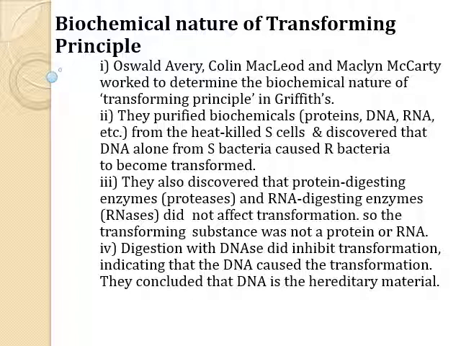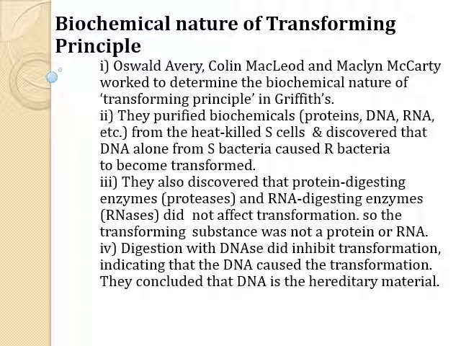Third step, mice injected with heat-killed S strain, then the mice stay alive. Fourth step, heat-killed S strain and R strain injected into mice, the mice die. Here the S strain transferred material to the R strain. Because of this, the R strain became virulent. In this experiment, the scientist did not explain the biochemical nature of the genetic material.